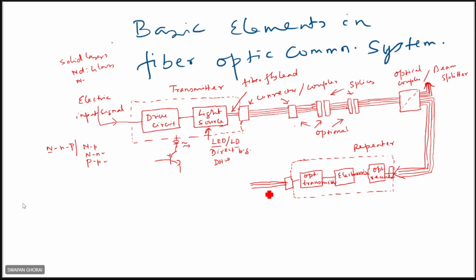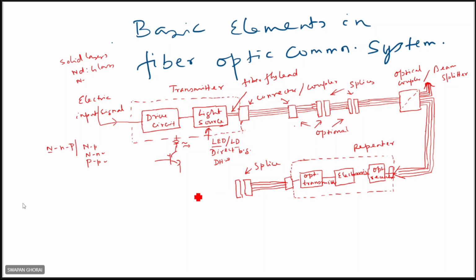And here also there may be splices and connectors, as per the requirement. Of course, these are optional. Splice is also used to connect the fibers permanently. Next will be the receiver.